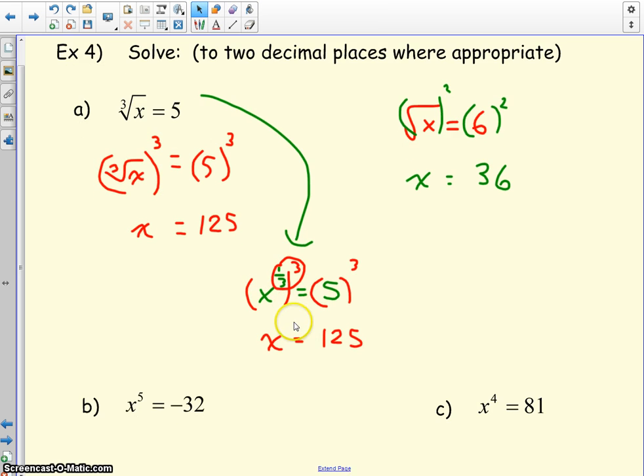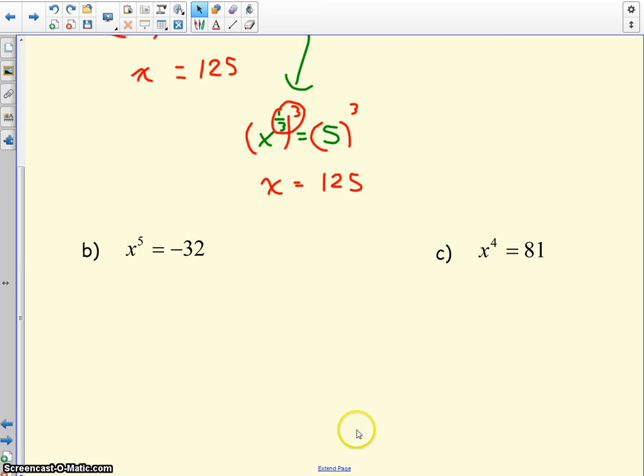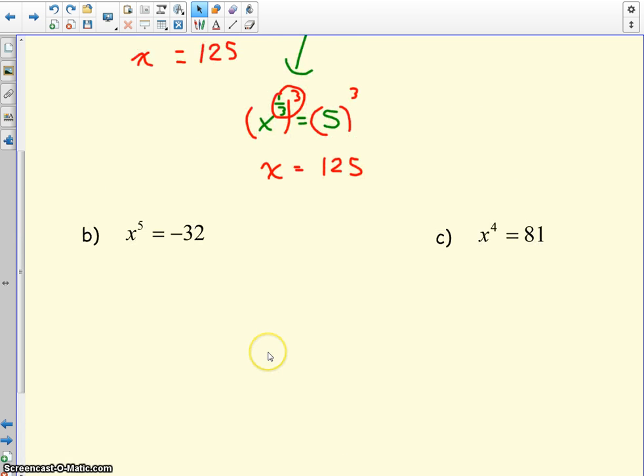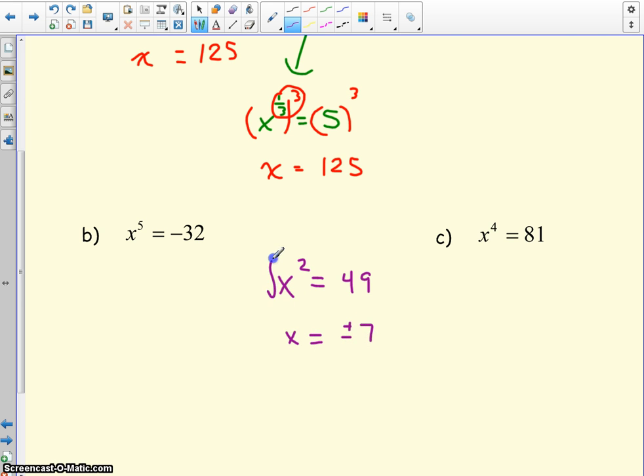Okay, looking at B, I have x to the exponent 5 equals negative 32. And just the best analogy I can think of for earlier questions that you would have had is, let's just say we had x squared equals 49. Well, you have taken the square root of both sides of the equation. You told me that x is equal to plus or minus 7. That would have been after taking the square root of both sides. So over here, it's x to the exponent 5, so let's take the 5th root of both sides of the equation.